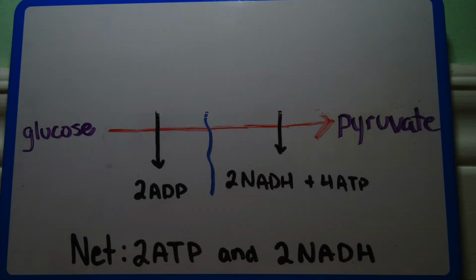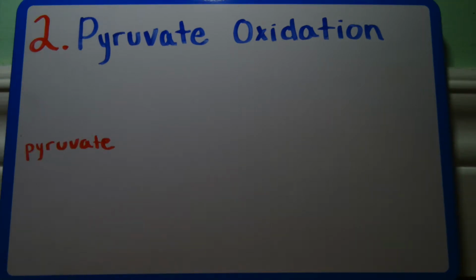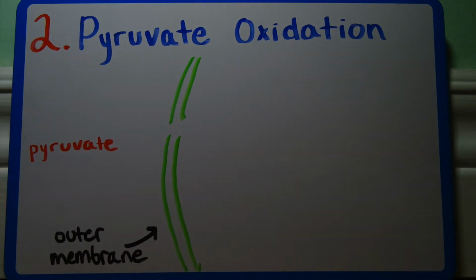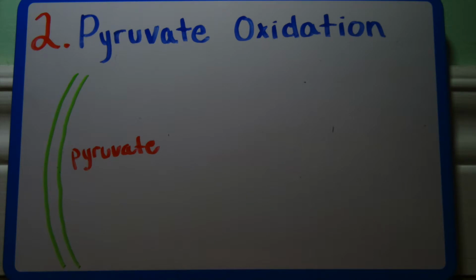We now move on to the next stage of cellular respiration, known as pyruvate oxidation. The purpose of this stage is to get the pyruvate into the mitochondrial matrix. In order to do that, the pyruvates that are produced in the glycolysis must pass through both the outer and inner mitochondrial membranes. Pyruvate can diffuse easily through the outer membrane because of the large pores. But it'll need to undergo 3 reactions in order to enter the matrix.